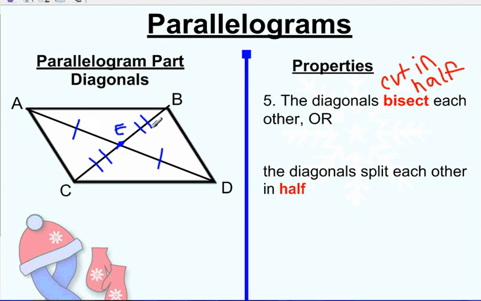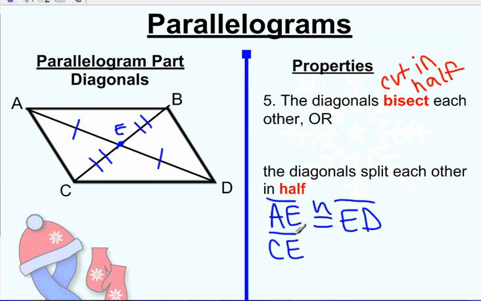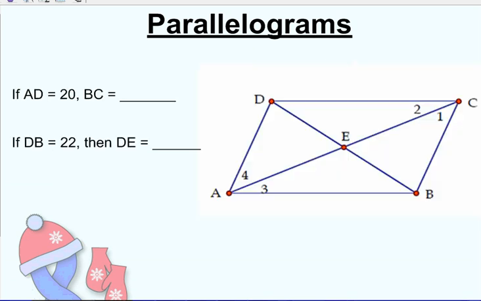So here we would have A to E is congruent to E to D, and CE is congruent to EB. Now we do have other special parallelograms that we're going to talk about next class, and they will hold different properties about their diagonals and even their angles at times. Okay, so these are the properties of the diagonals. So let's look at how we'll use this.